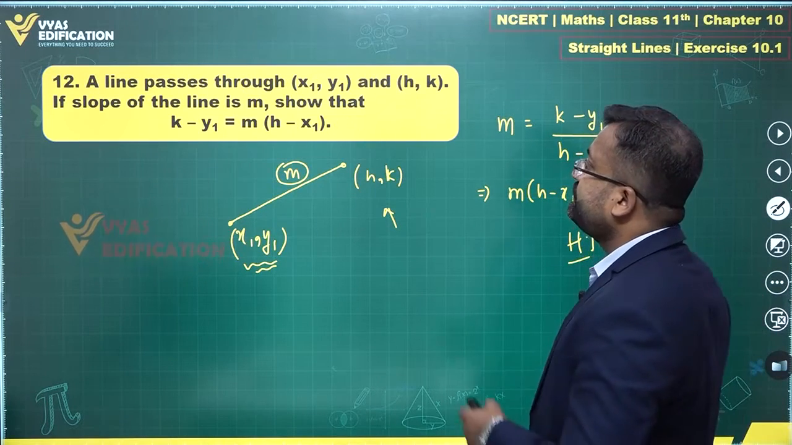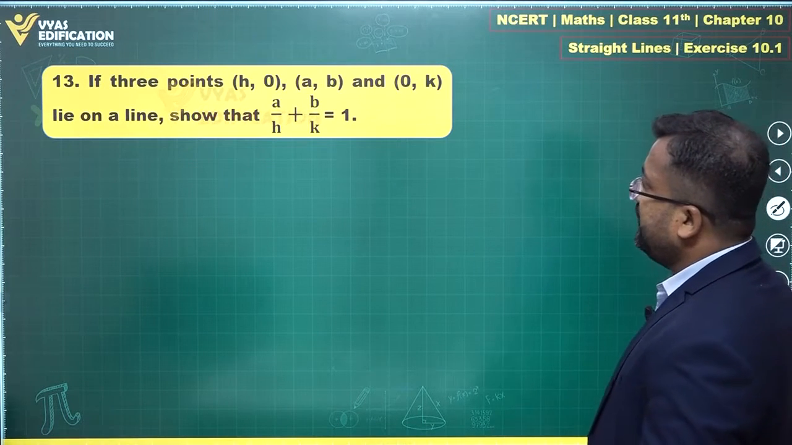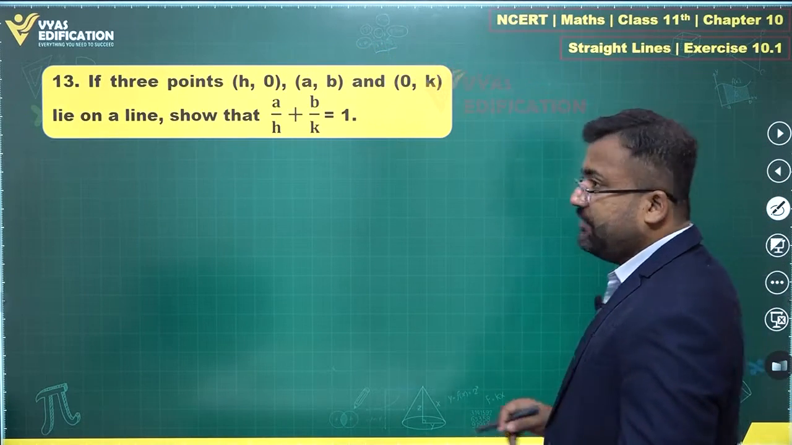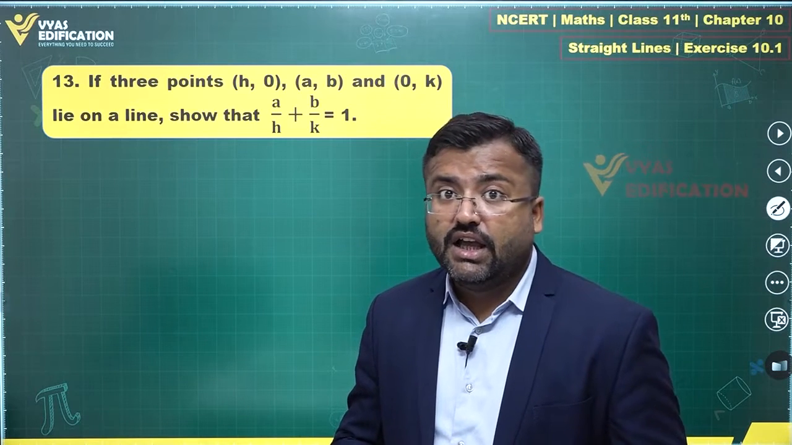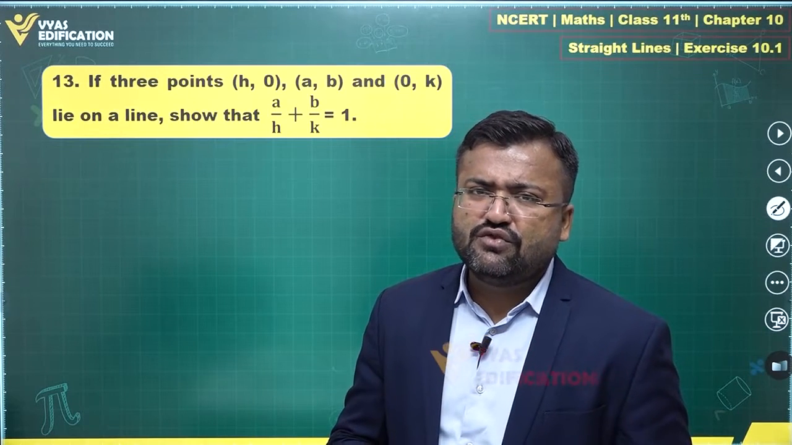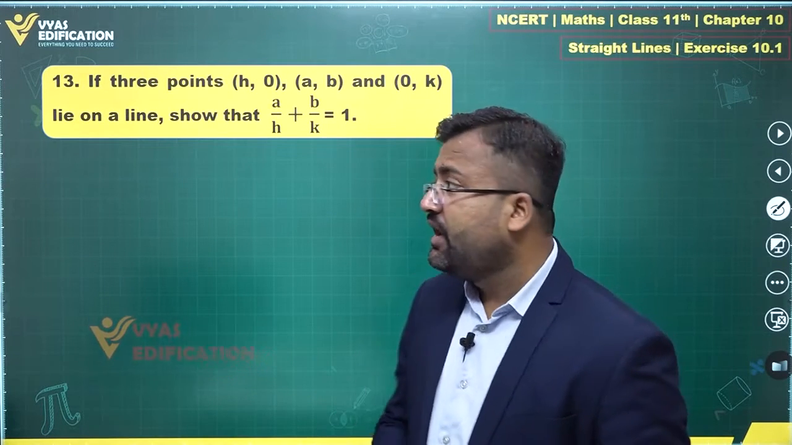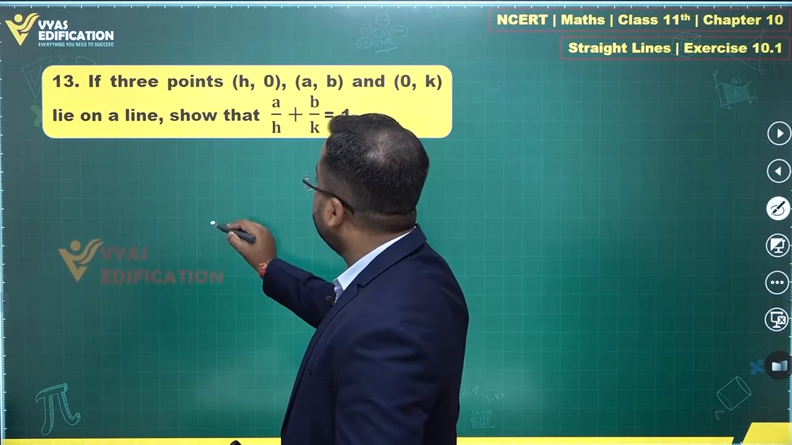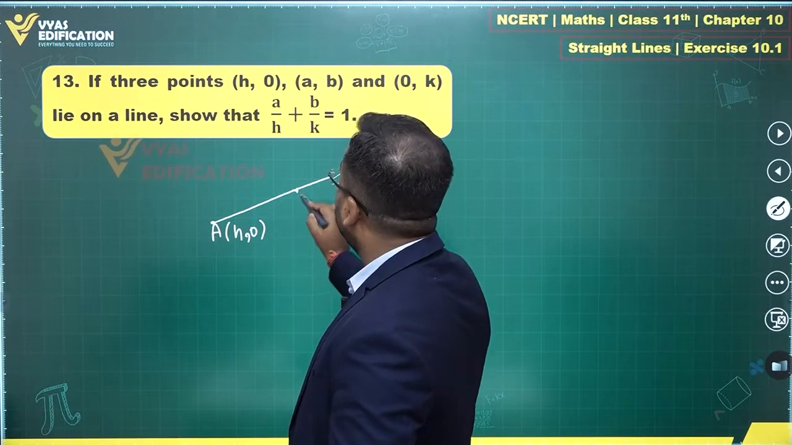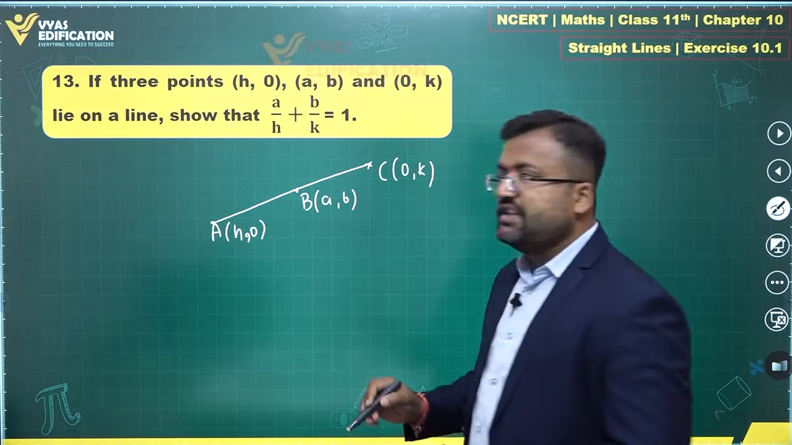Right? The 13th question says, if 3 points this and this lie on a line, show that this is equal to this. Let's see, if 3 points lie on a line, basically these 3 points will be collinear. And if the points are collinear, we can apply concepts of slope, right? Slope of AB will be equal to slope of AC, which will also be equal to slope of BC, right? So we have points here, let's call them A, which is h comma 0, B, which is a comma b, and C, which is 0 comma k. Let's pick up these 3 points, right?